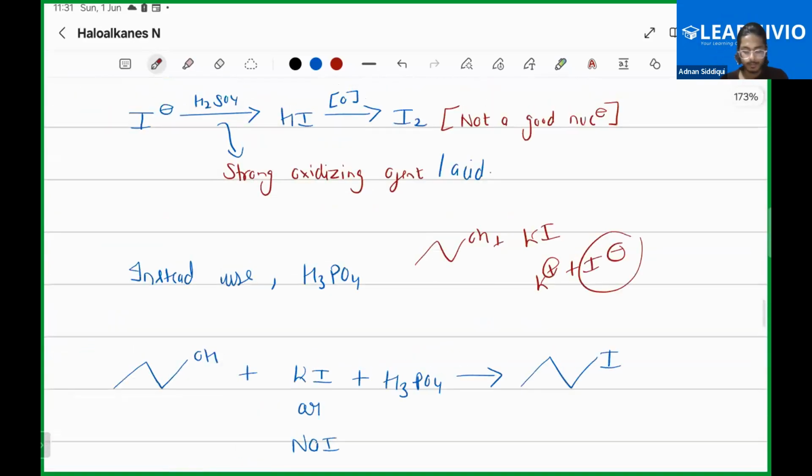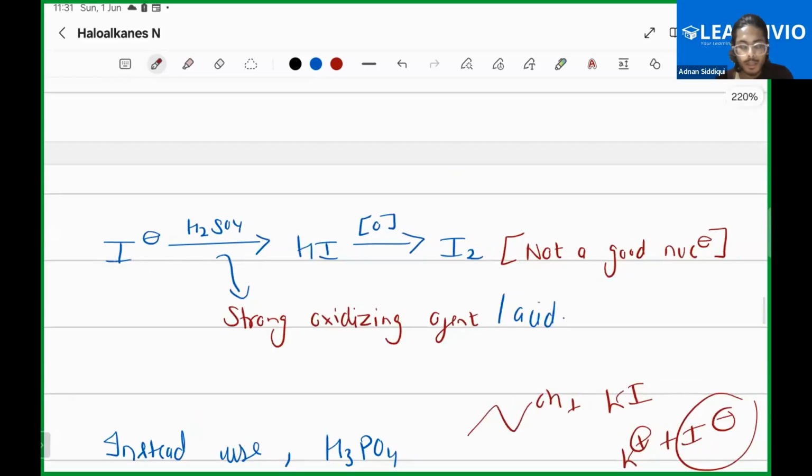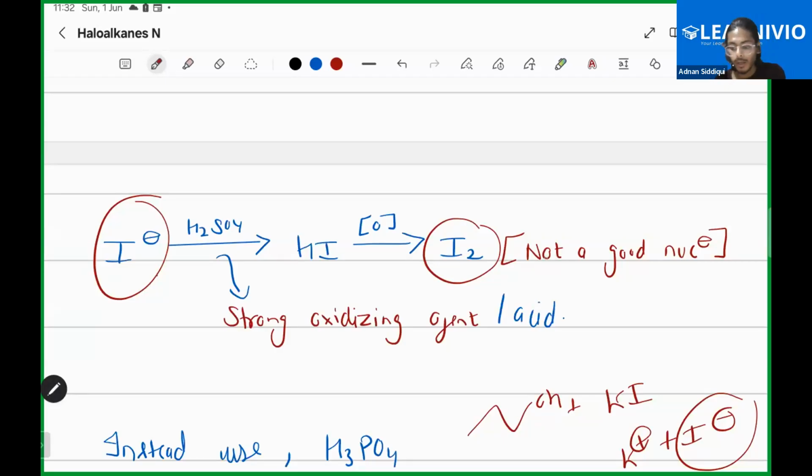But if I am using H2SO4, this I negative will be converted into HI, and then further it will be converted into I2. Due to the presence of H2SO4, our desired nucleophile is converting into something which can no longer act as a nucleophile. So that's why we try to avoid using H2SO4, because it is a strong oxidizing agent. It converts our ideal nucleophile, which is I negative, into I2, which is not a good nucleophile. If we do not have a good nucleophile, then the reaction cannot proceed, because for the reaction to proceed, the nucleophile has to attack somewhere, right?